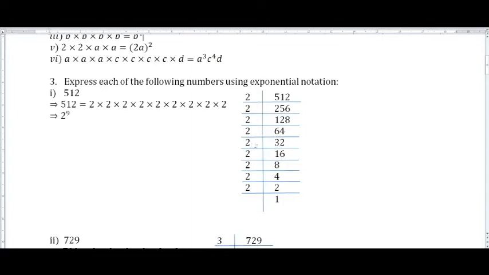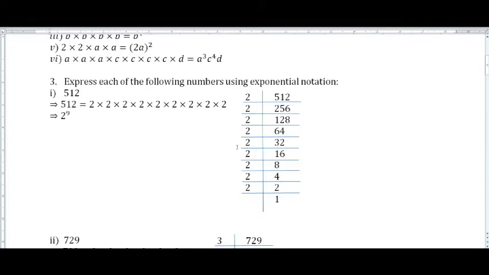Then if you divide 32 by 2 again, you will find out that it is 16. Then divide 16 by 2 again, the answer will be 8. If you divide 8 by 2, that is 4. If you divide 4 by 2, that is 2. Until the answer is 1, you have to divide it.